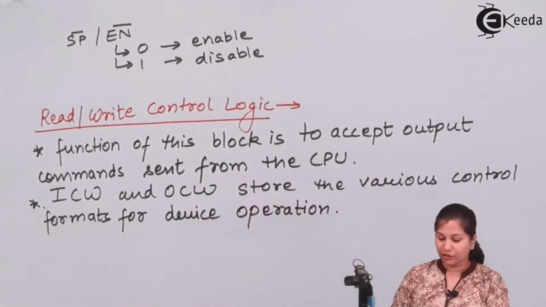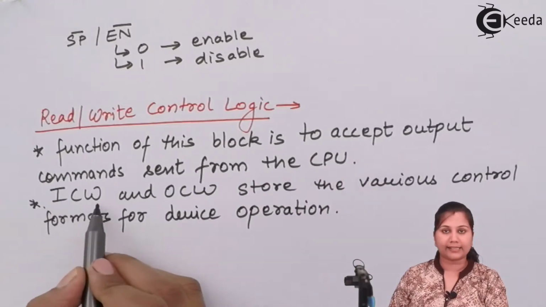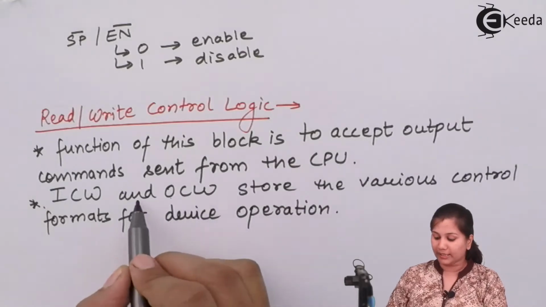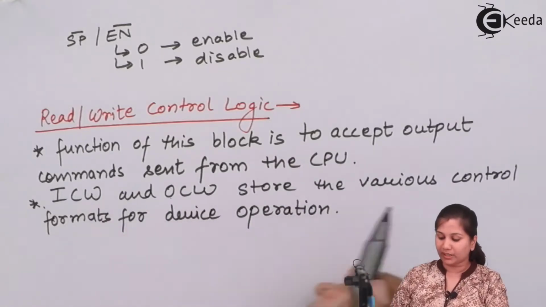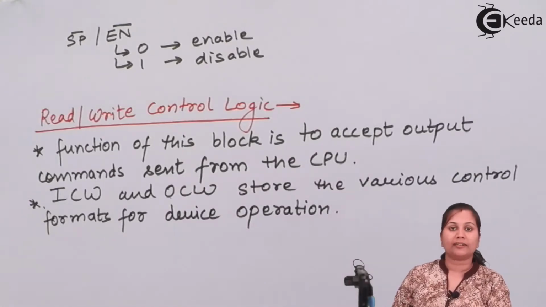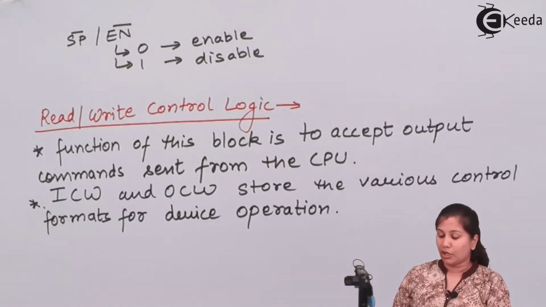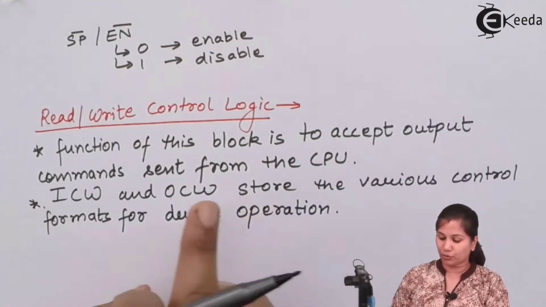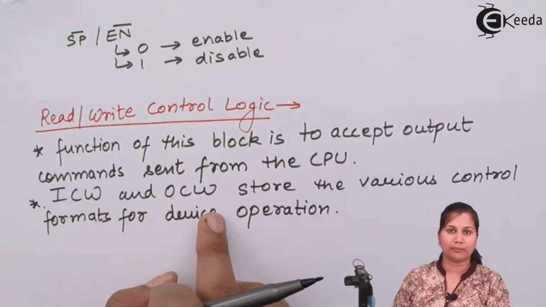So initialization command words, that is ICW, and operation command words, OCW. These command words store the various control formats for the device operation, meaning for the operation of 8259, the various modes of operation. So the various types of control formats are stored in the ICW and OCW.